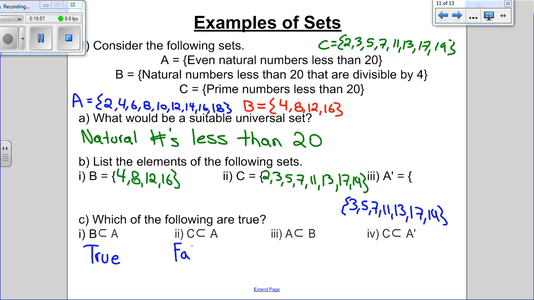Question 3. That says A is a subset of B. So things that are in A are also in B. Some of the things are, right? Like 4, 8, 12, and 16 are all in B, but not everything in A is in B. So that would be false. When you see something like subset, that means everything is in there. In this case, that's not true.